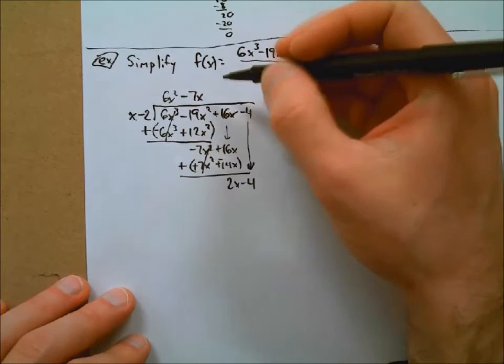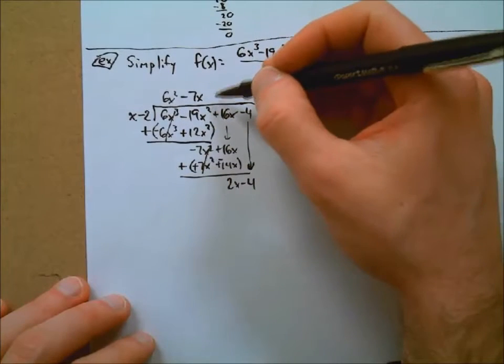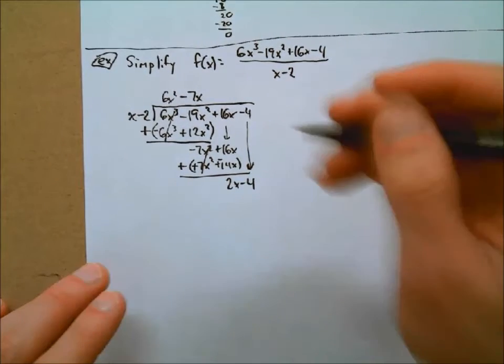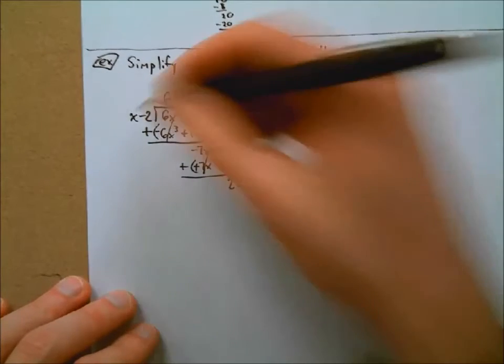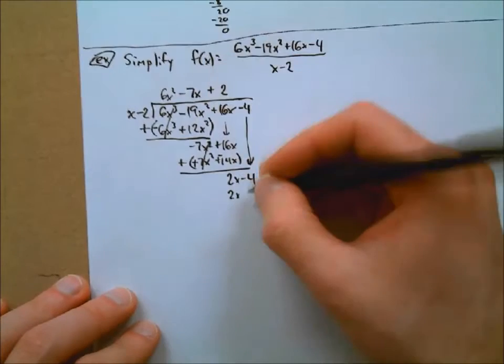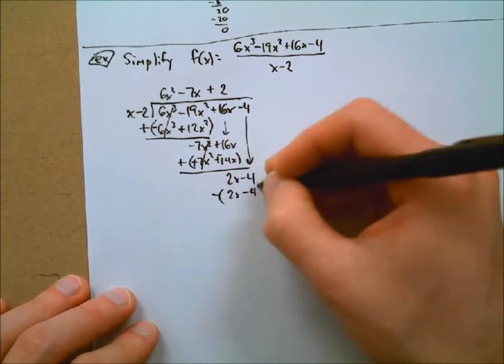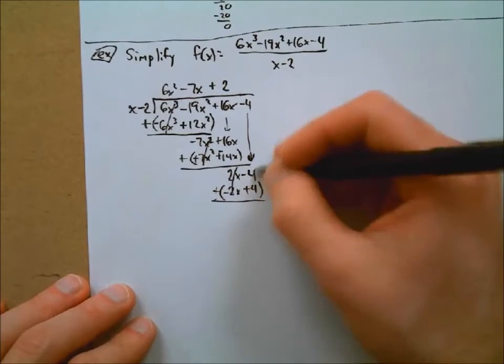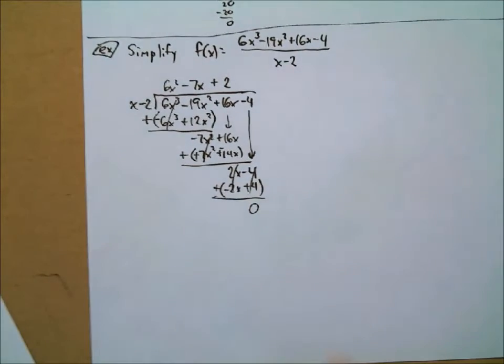So the next step, again, what times x gives us 2x? Just plus 2. 2 times x is 2x. 2 times minus 2 is minus 4. Subtract, and again, I'm going to change subtract to add the opposites there. Those cancel, remainder 0. So it divided evenly. That's nice.